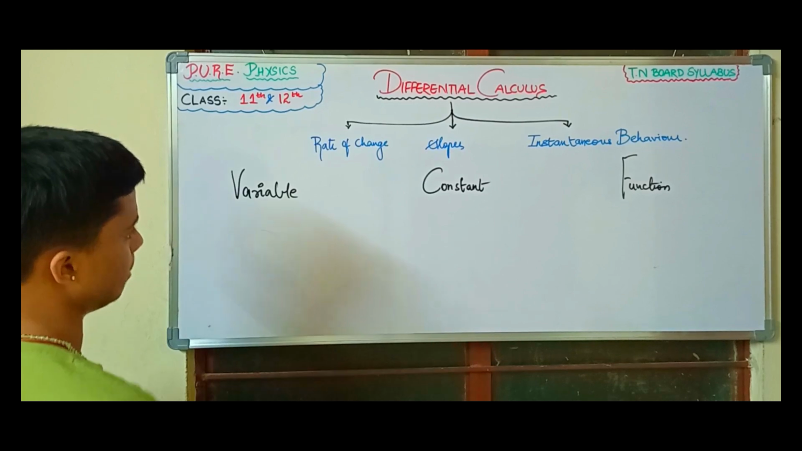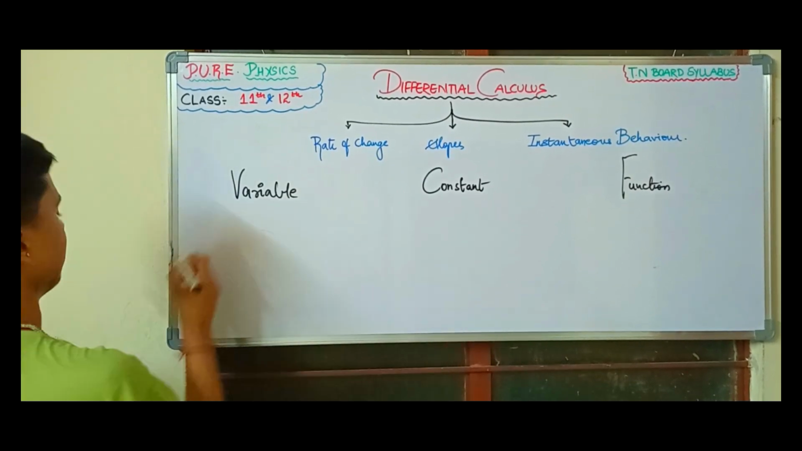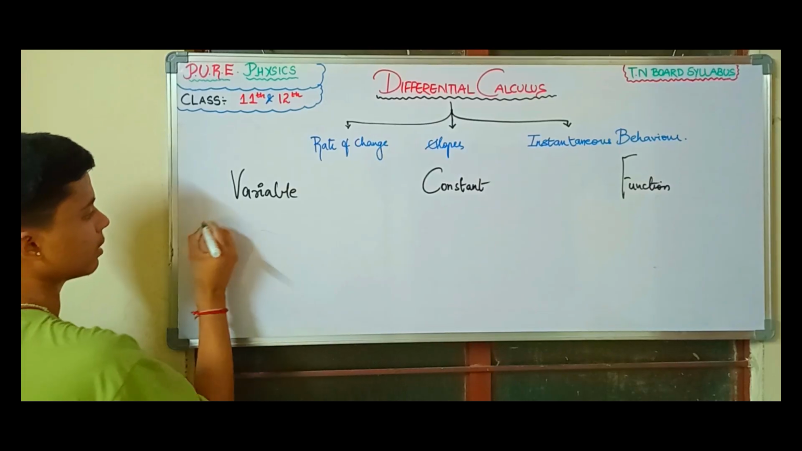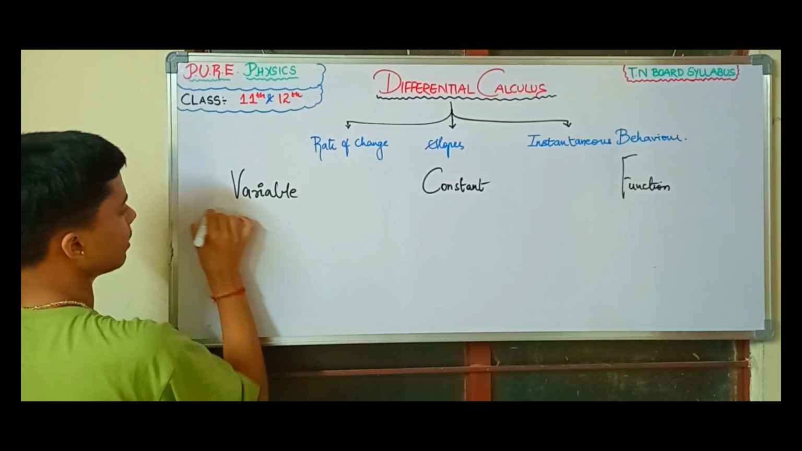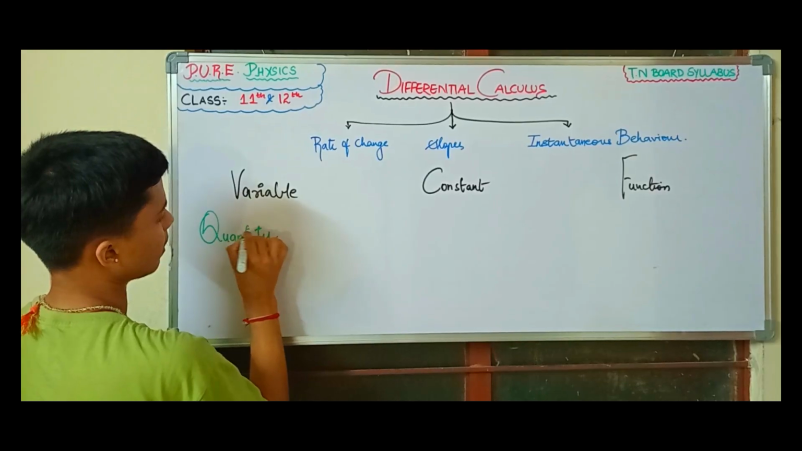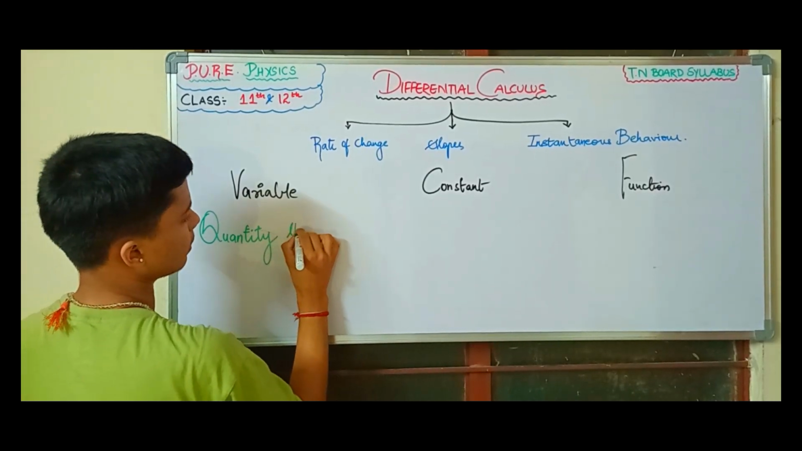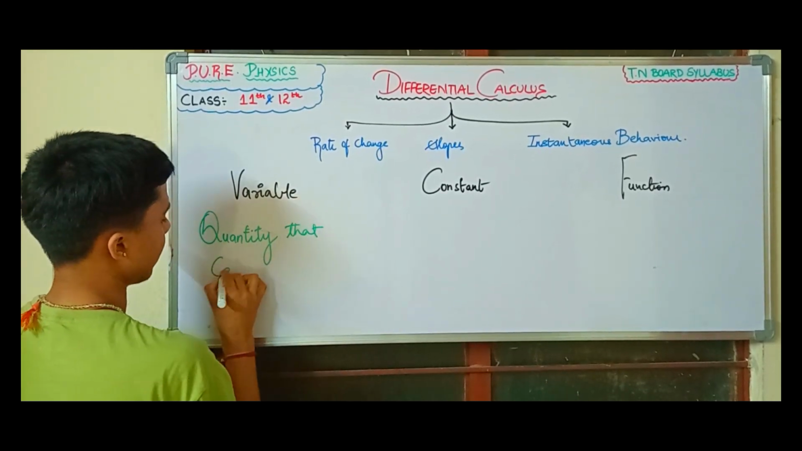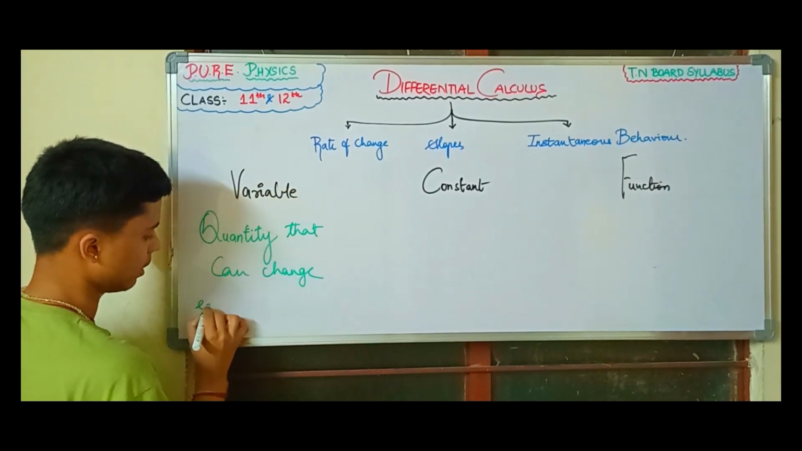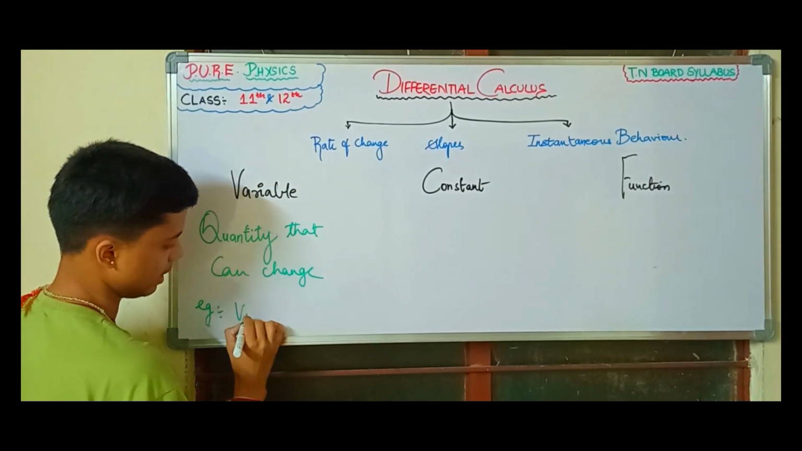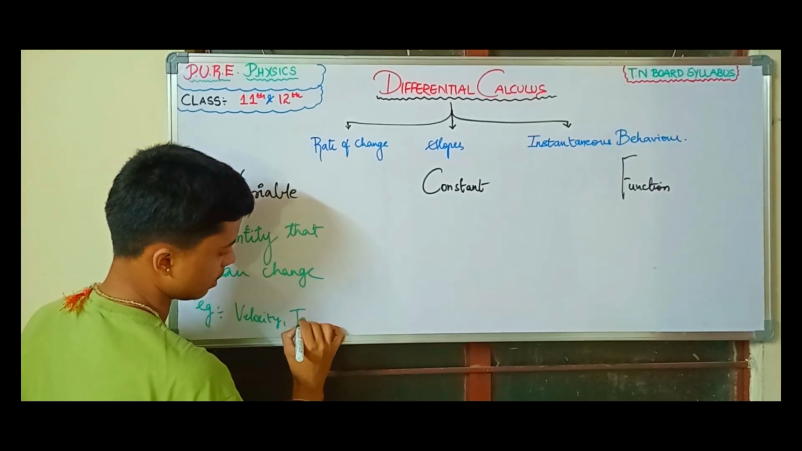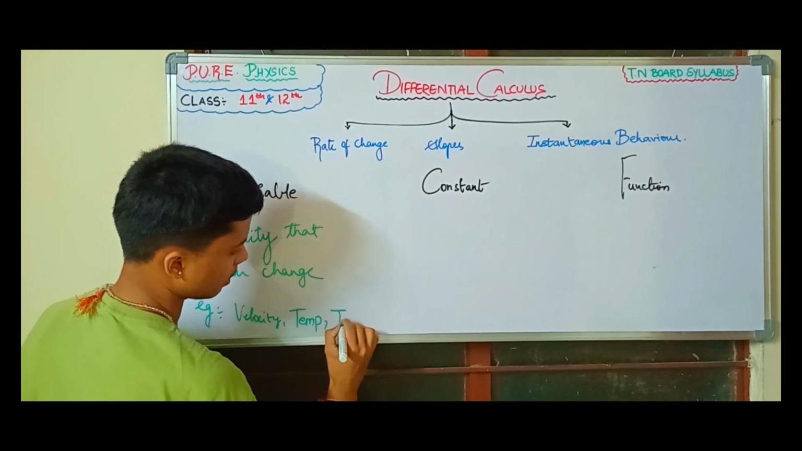The first, variable. It is a quantity that can change. Example: velocity, temperature, time, etc.